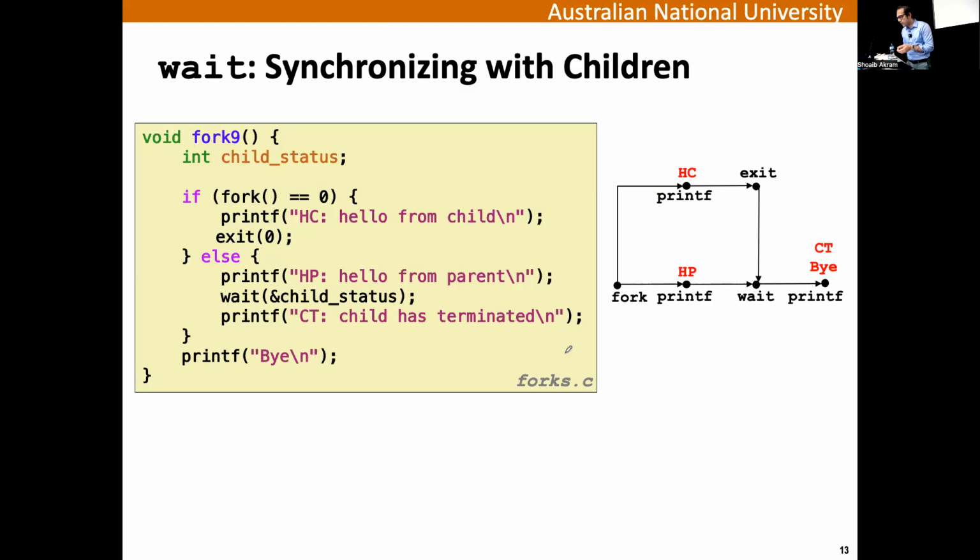So we are passing this integer here. We create an integer variable, and then we pass the address of this variable to the wait call, and the wait system level function will set this pointer to an integer variable, right? This will tell us something about the child process, why it terminated.